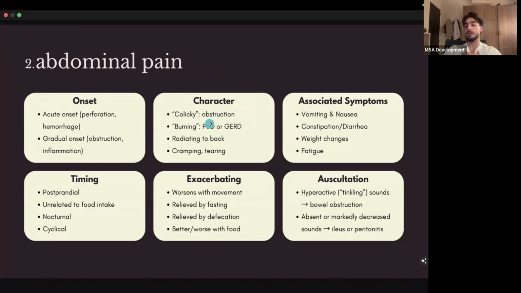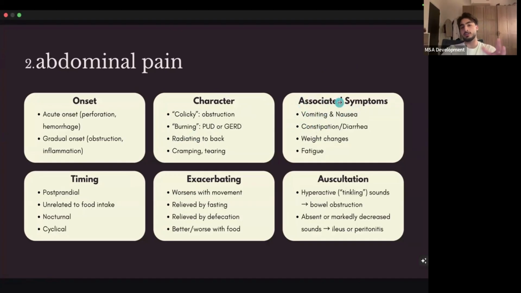Burning pain could be something that's making you think of peptic ulcer disease or gastroesophageal reflux disease, things like that. If the pain is radiating anywhere, so pain radiating to the back, cramping pain, tearing pain. Tearing pain, by the way, is another buzzword for aortic dissection, but it could present as abdominal pain, obviously, if it's your AAA. Associated symptoms could be things like vomiting and nausea.